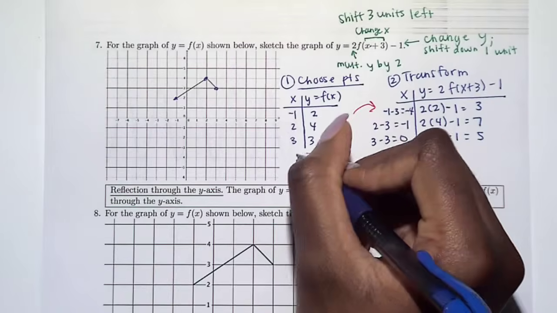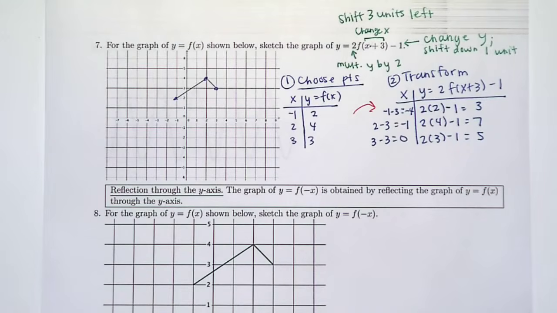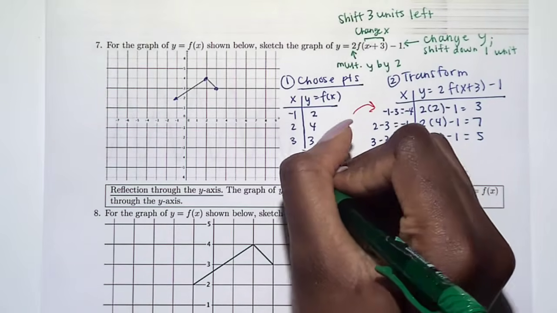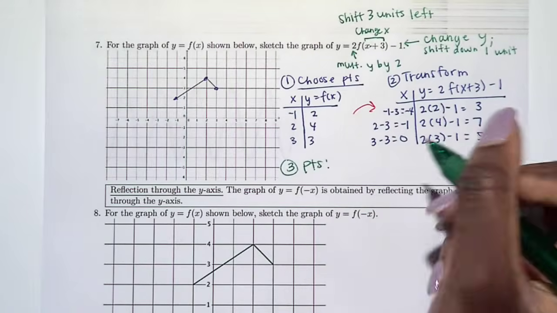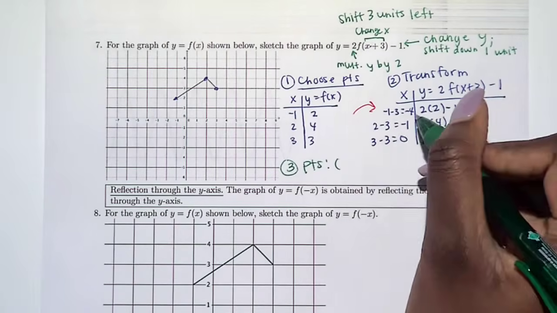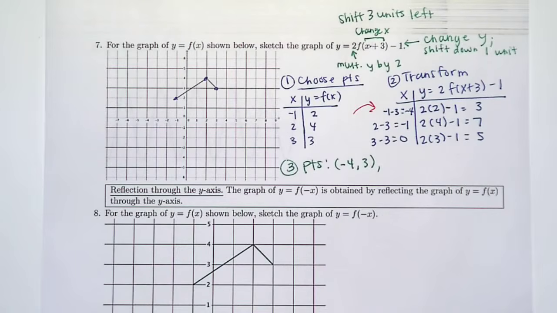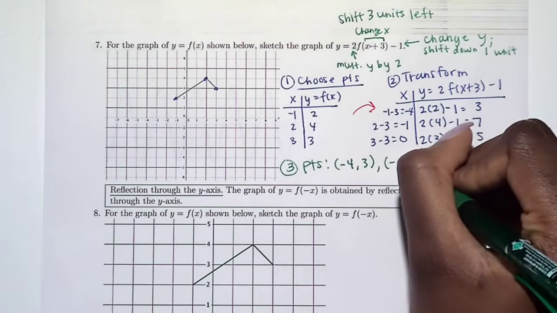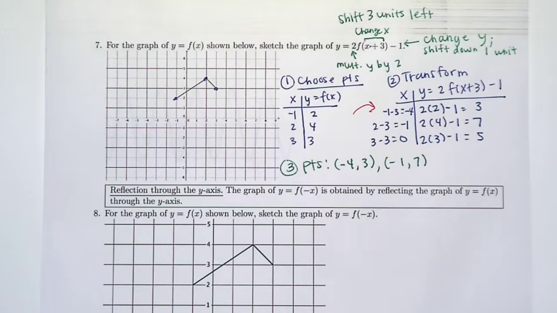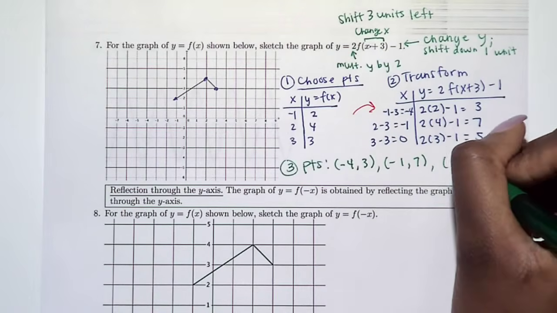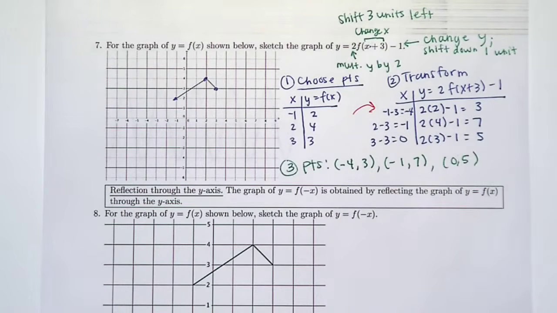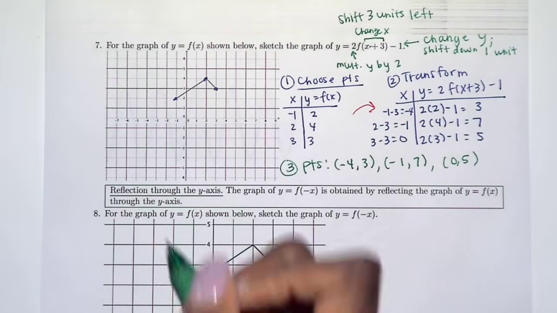Perfect. To make it a little more clear, I'm going to write out the points just so we know what we're plotting. So -4 and 3, -1 and 7, and 0 and 5. So let's plot these on our graph.